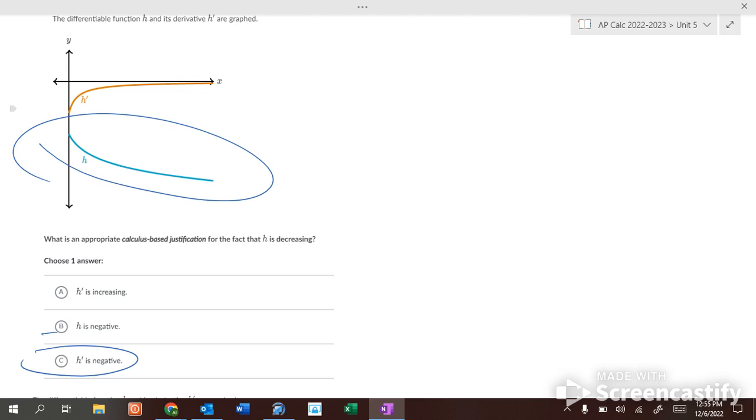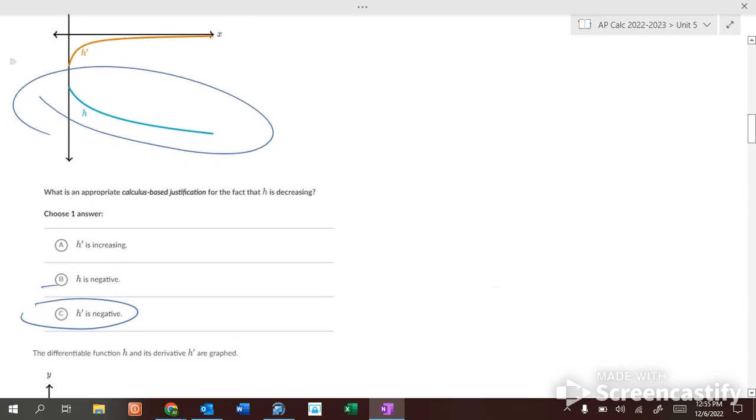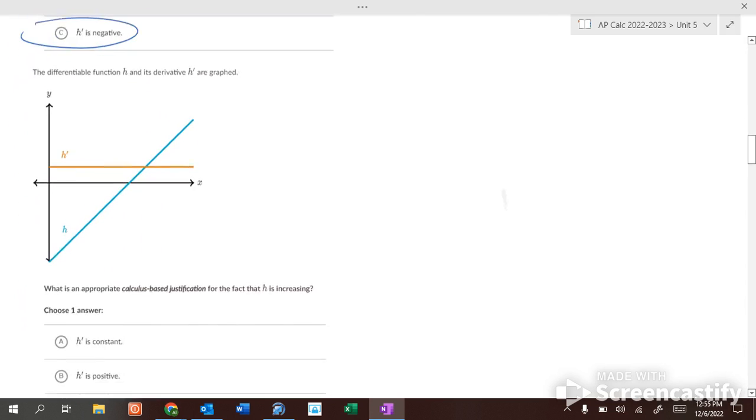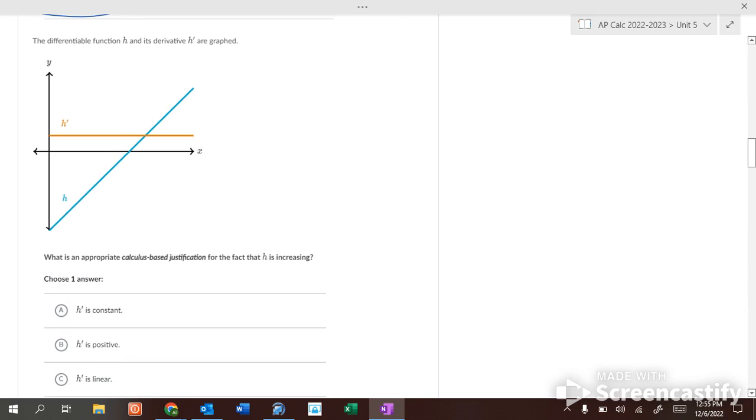B says this is negative. Just because the original function is negative, that makes the slope negative. It's because the first derivative is negative. Okay, the last one of these. Why do we know that the blue line is a positive slope? The first derivative is above the x-axis, so it is positive.